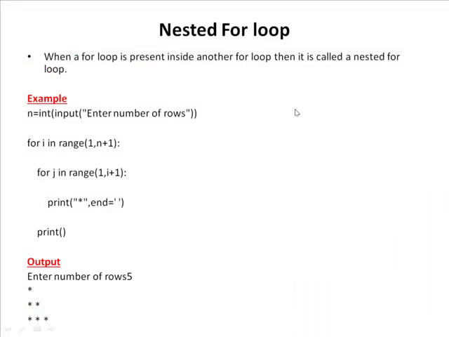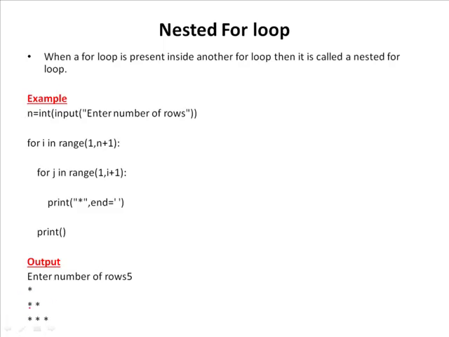Now nested for loop. So just like a nested if condition, we can write one for loop in another for loop, and that is called a nested for loop. Here this example is to show how we can write a nested for loop in Python. So this example is to display this pattern here. So this is the pattern.